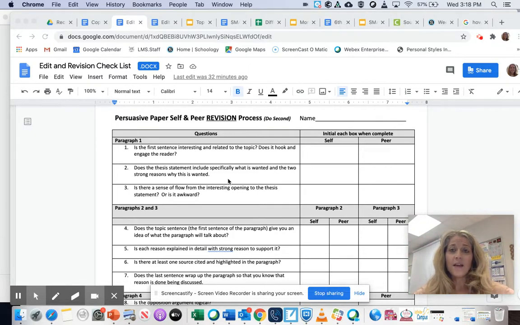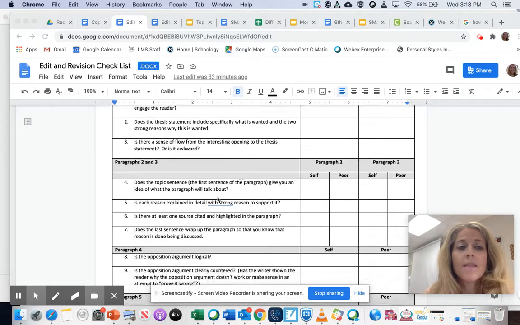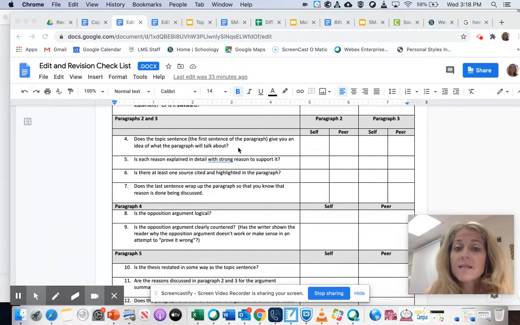So that's kind of a given. It's a nice little structure for you. So make sure you have that, and that it should be in your introduction. Is there a sense of flow from the opening, or is it kind of awkward? That will be subjective. You just have to kind of judge that. Then paragraphs 2 and 3: does the topic sentence give you an idea of what the paragraph's about? Do you have your evidence? Do you have a source cited, like an expert person or a website? Does the last sentence wrap it up?